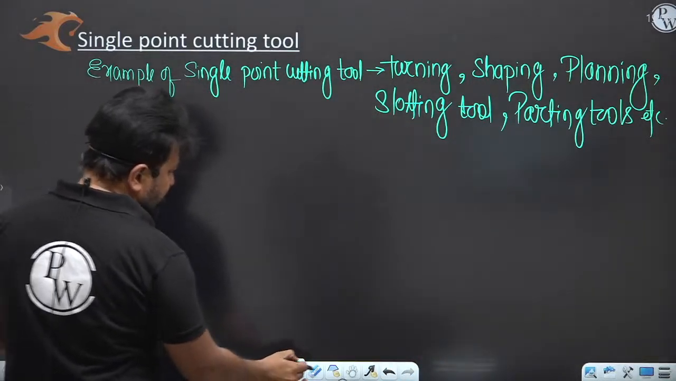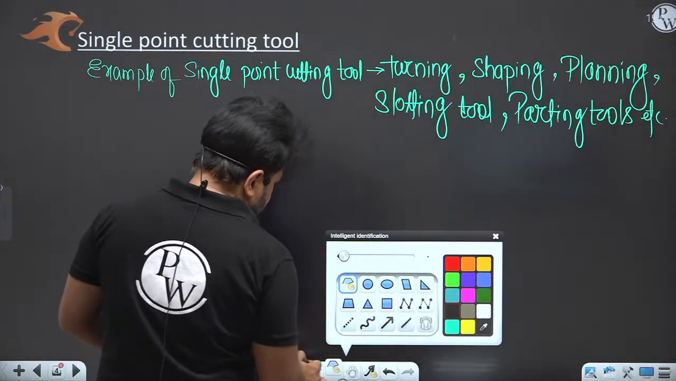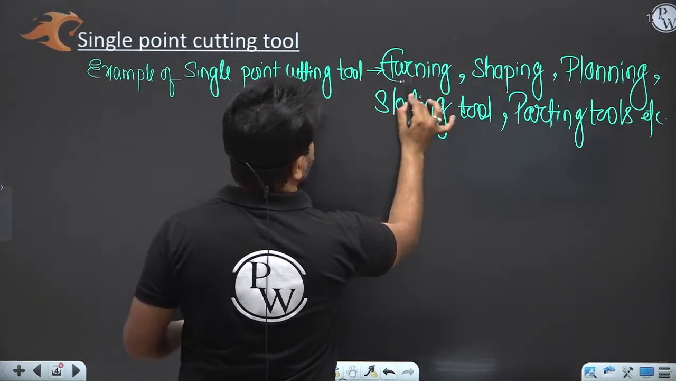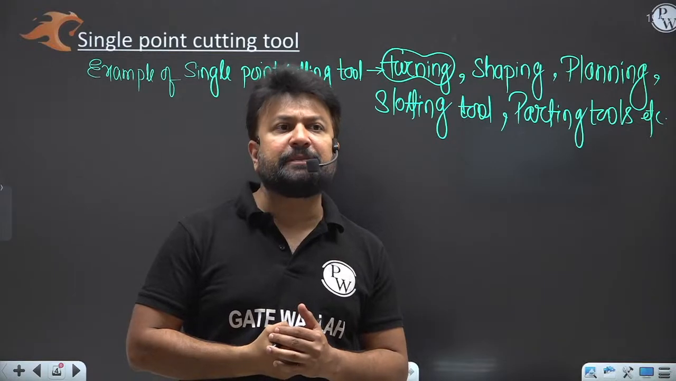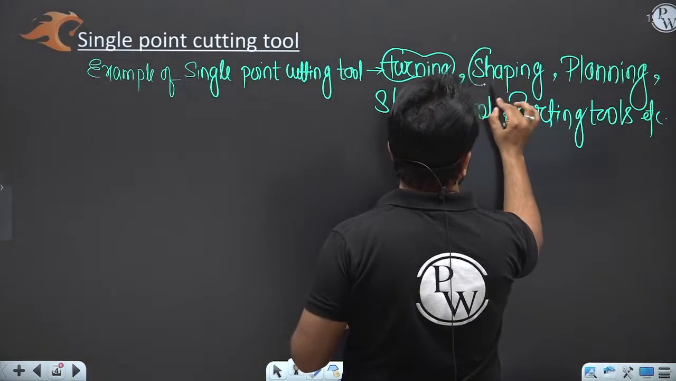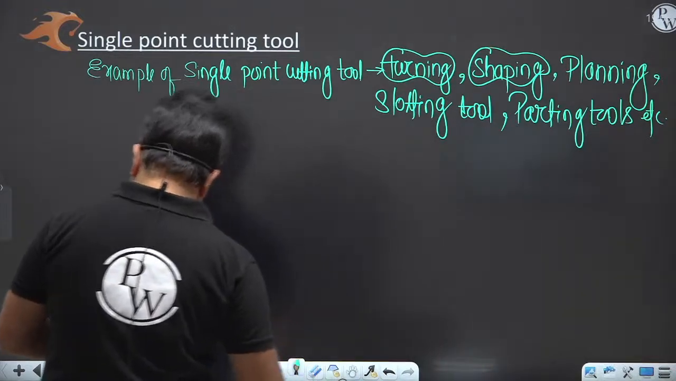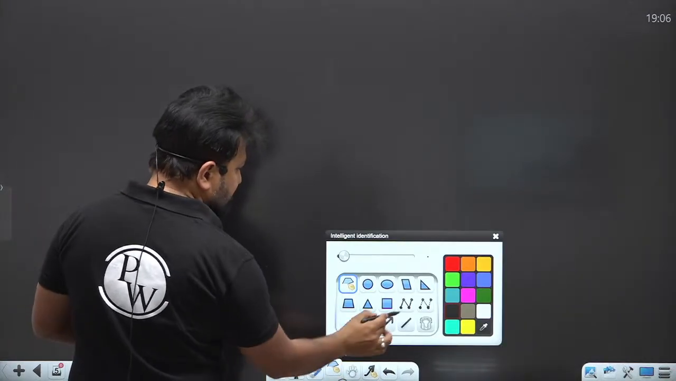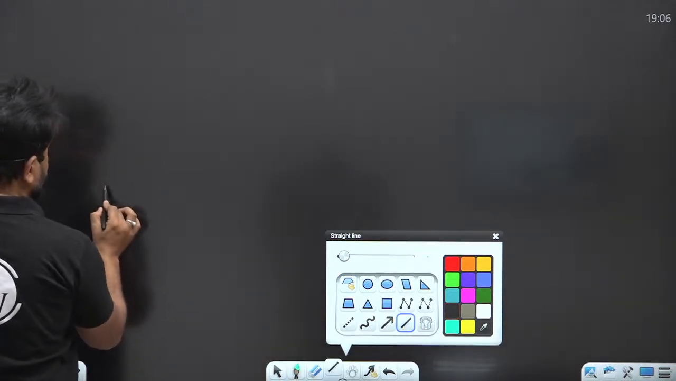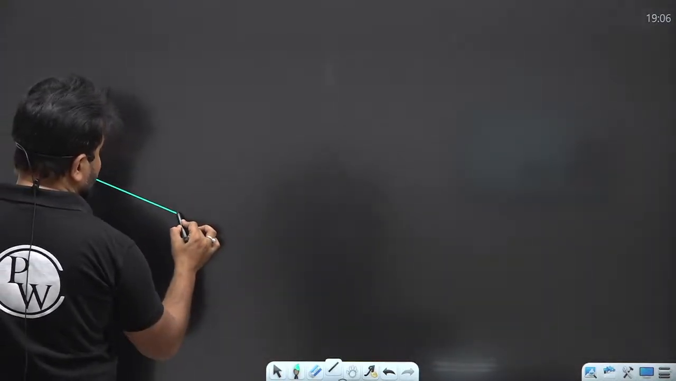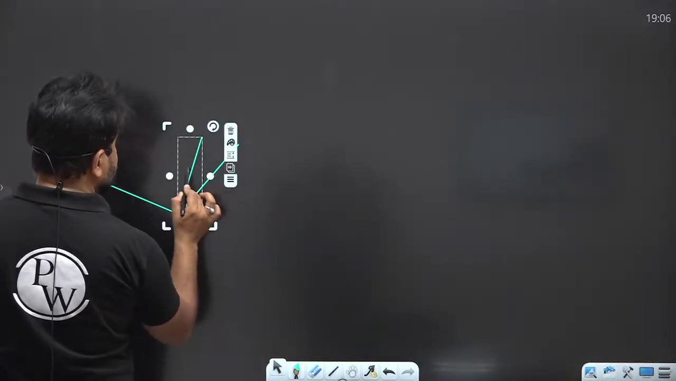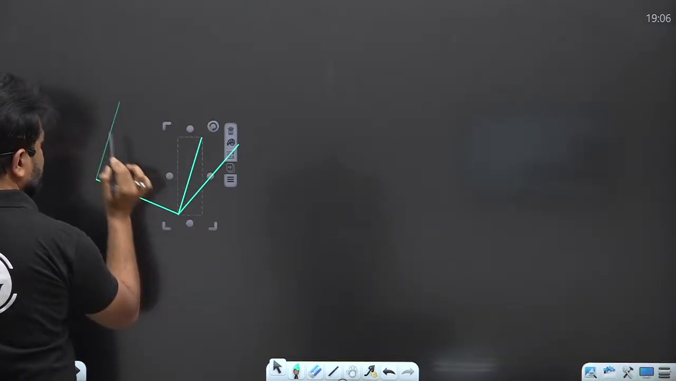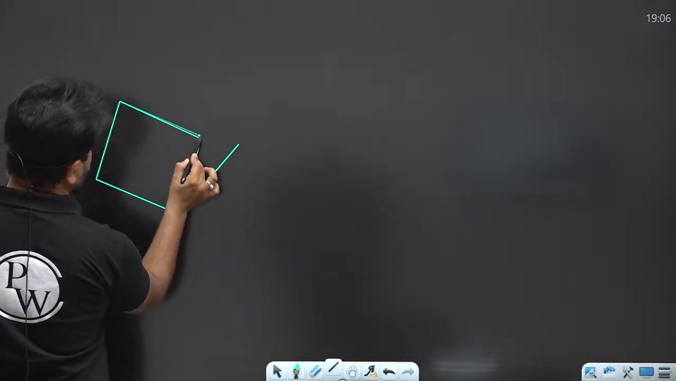So an example of a single point cutting tool is what? Let me tell you. Lots of you students have seen the turning tool, and lots of you have seen the shaper tool also, a shaping tool. Let me draw the diagram of the shaping tool. How many of you have seen this type of tool which I am drawing here? Please see, this is the tool which I am drawing here.